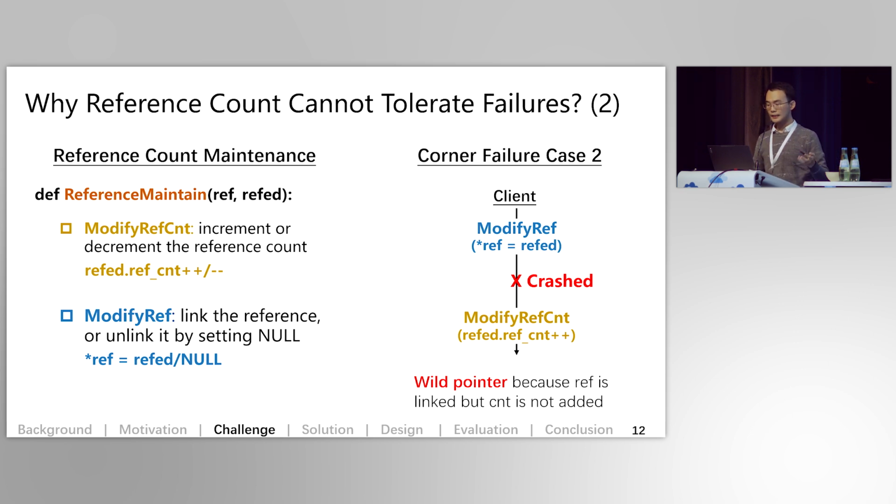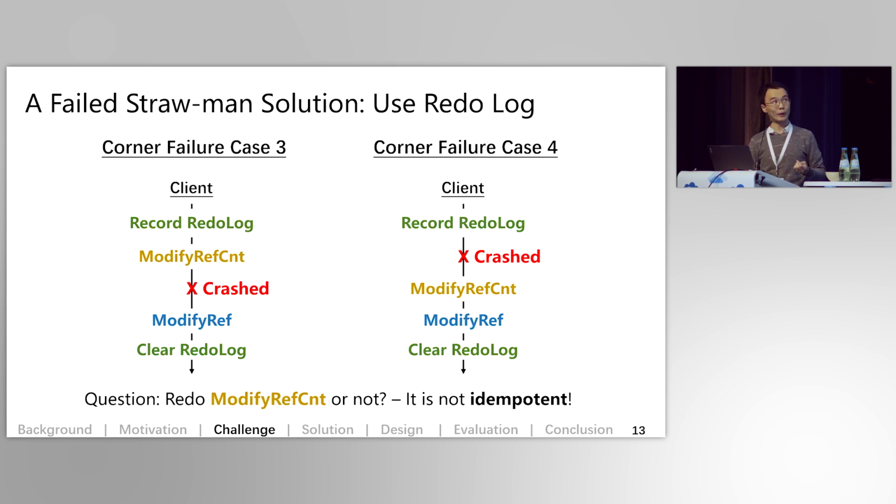So since this is a problem of tolerating crashes, an obvious rescue might be that we can use a redo-based mechanism. But if you explore this method further, you will see that the basic redo log does not provide the rescue that we need. And the important thing here is that this modify ref count step is not idempotent, which means that it will lead to different outcomes if it is executed multiple times.